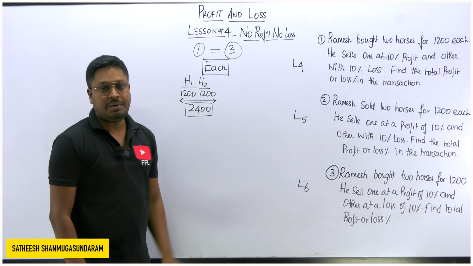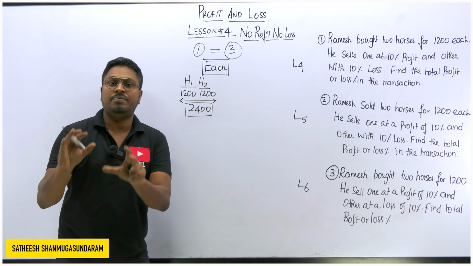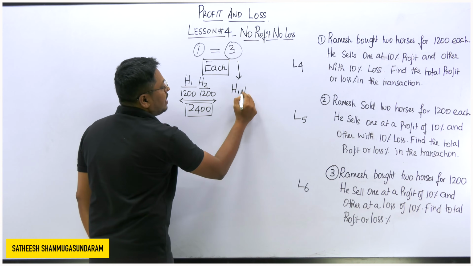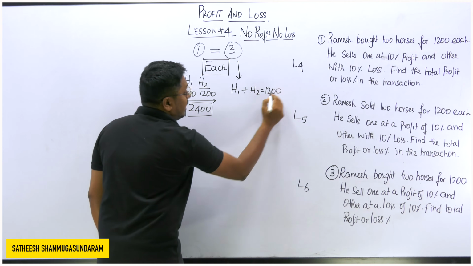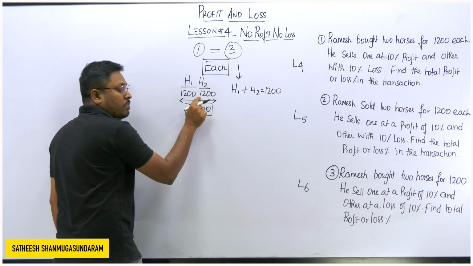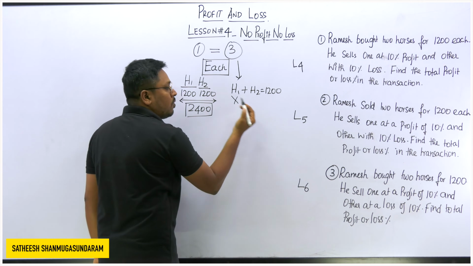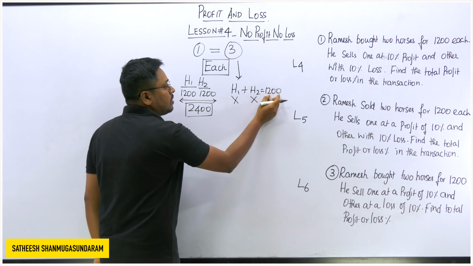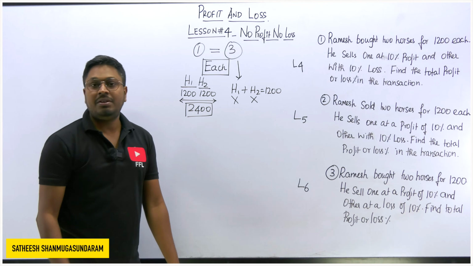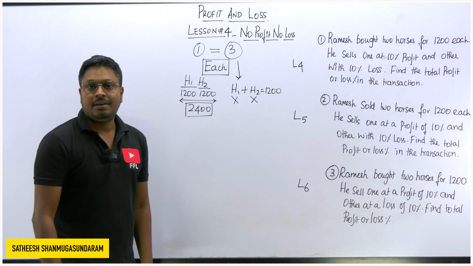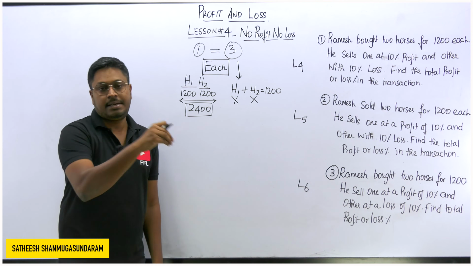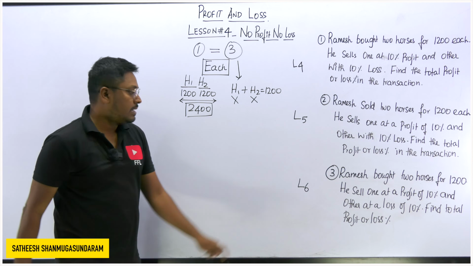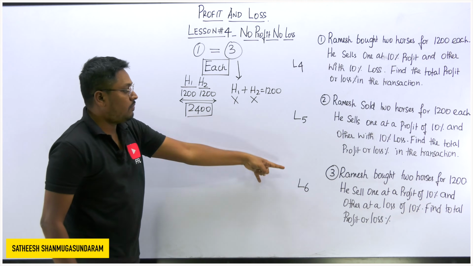But when you look at the third question, here also Ramesh bought 2 horses for 1,200, but it is not each. Which means the total of horse 1 and horse 2 will be 1,200. In the first question we know the horse 1 price and horse 2 price. But here we don't know how many rupees he paid for horse 1 and horse 2. We only know the total price of the 2 horses is 1,200. So friends, that's the difference between question number 1 and question number 3. If there is the word each, then it is lesson number 4. If there is no word each in the question, then it is lesson number 6. Lesson number 6 is a different case, and lesson number 4 is a different case.